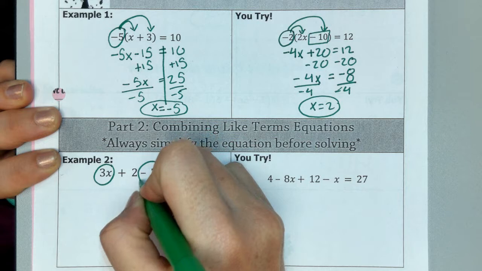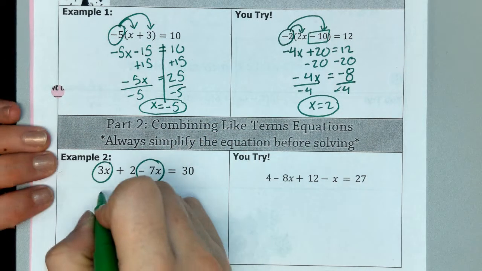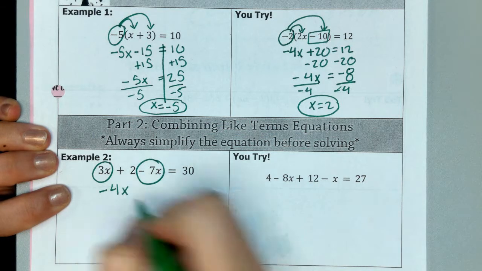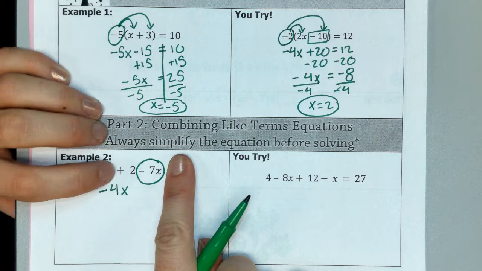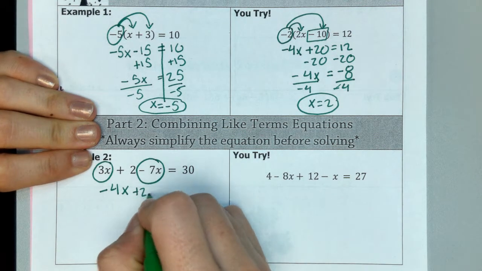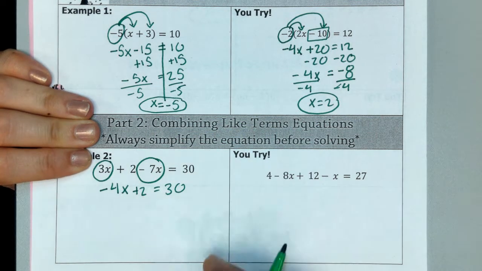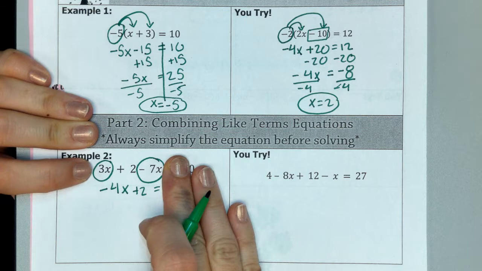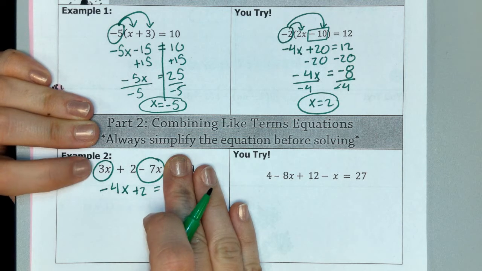So a positive 3x and a negative 7x makes negative 4x. And we're going to stop when we hit the equal sign, so there is nothing to combine with this 2. So I'm just going to write plus 2 equals 30. We can't combine across the equal sign. This is an expression. You just combine like terms on this side of the equation with the one expression.